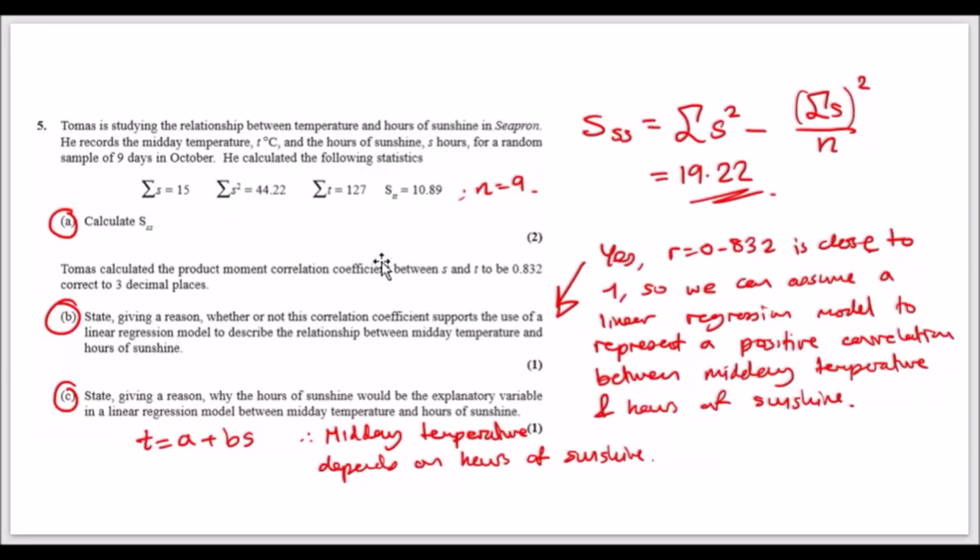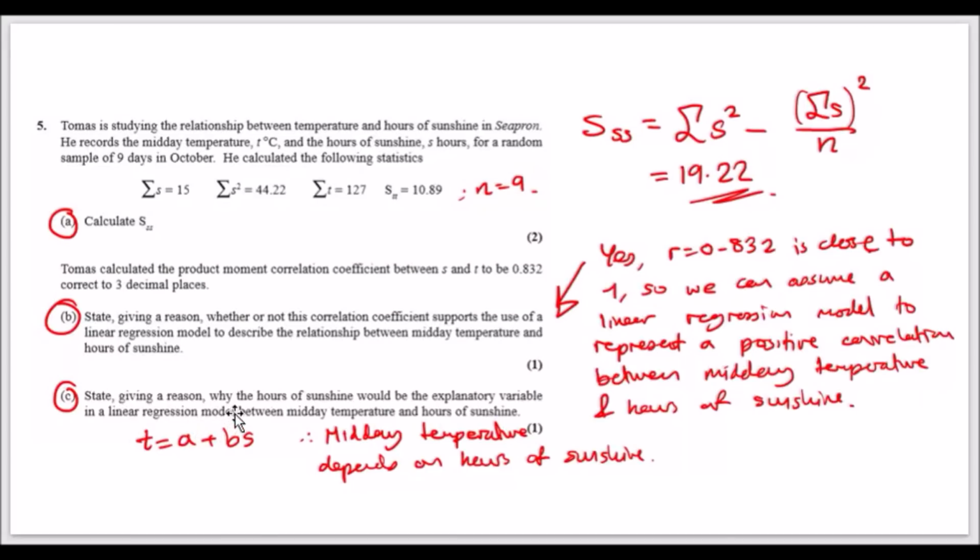Okay, and then to describe the relationship between midday temperature and hours of sunshine, I just wrote yes, the R value is close to 1, so we can assume a linear model to represent a positive correlation between midday temperature and hours of sunshine. I would probably check the mark scheme for any additional information on this, but I think that should be okay.